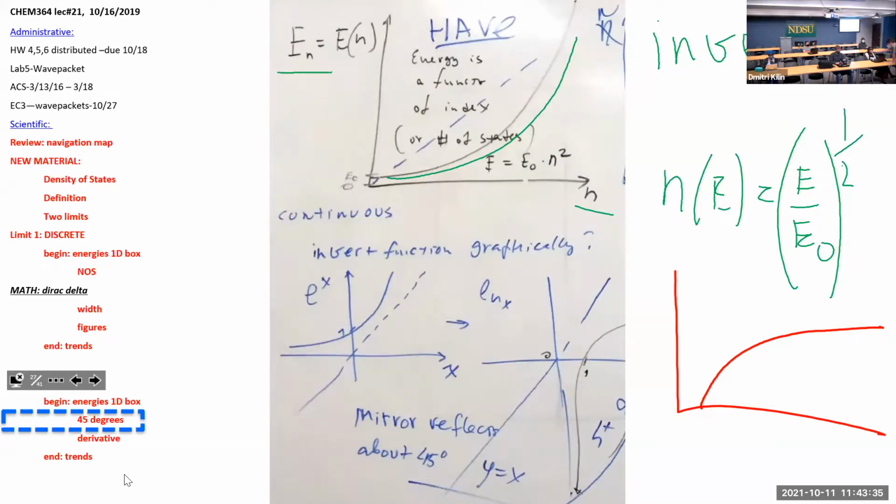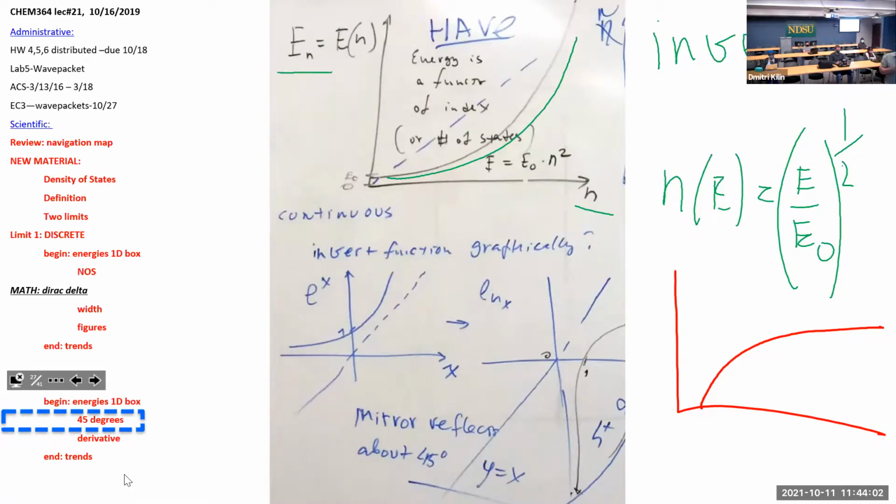Right. Just repeat once again if someone is watching. If you take the derivative, and then you'll be left with 1 over E naught times the square root of energy. Thank you so much. So does everyone agree and hear? So density of states is a derivative of number of states over energy.